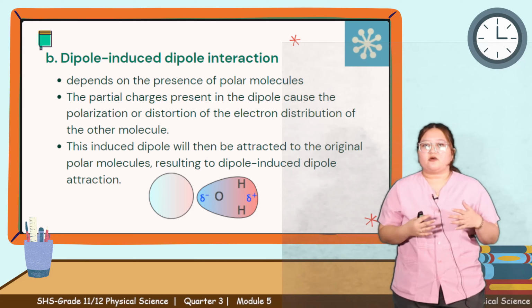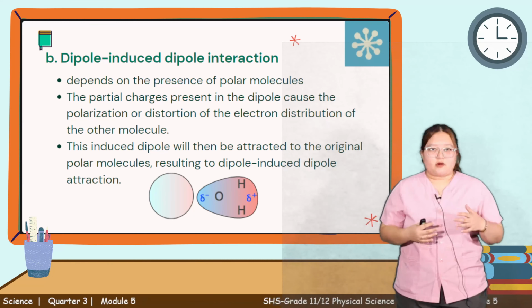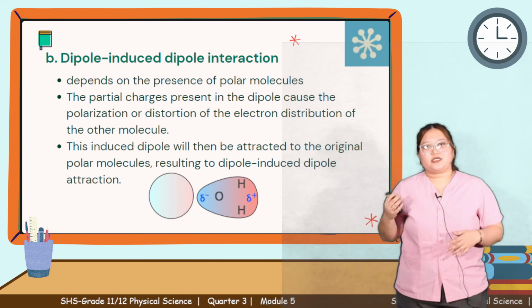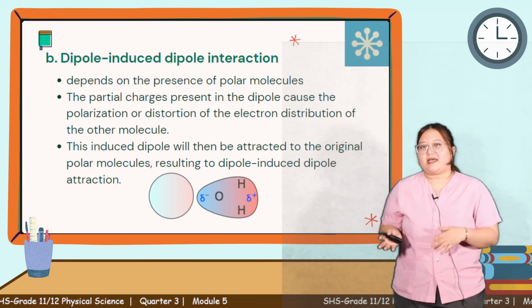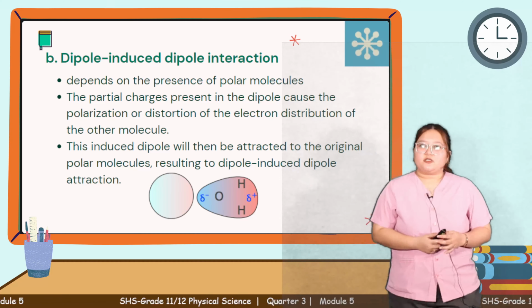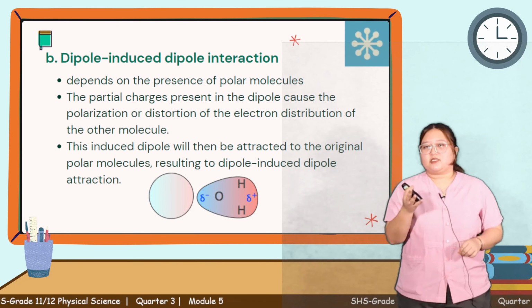So as a result of the polarization and distortion, the second molecule now acquires a region of partial positive and negative charges. Therefore, it started as a non-polar molecule, now it ends up as a polar one. This induced dipole will then be attracted to the original polar molecules, resulting in dipole-induced dipole interaction. So this is an illustration of a dipole-induced dipole interaction between a dipole and a water molecule.